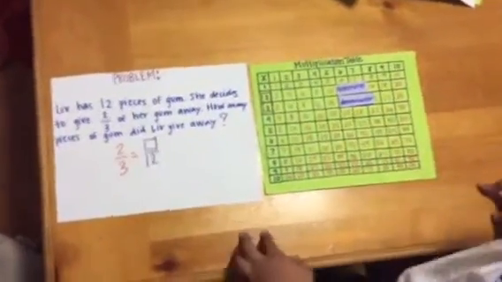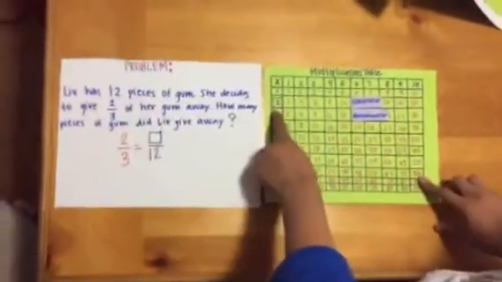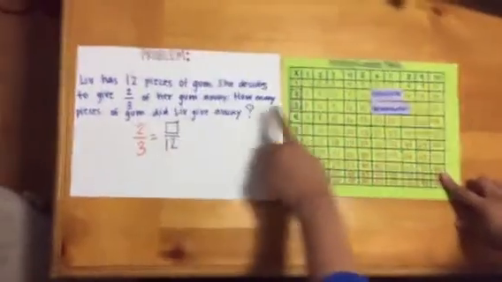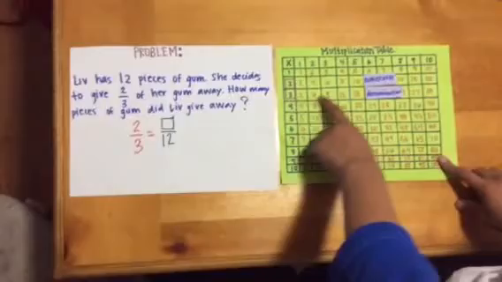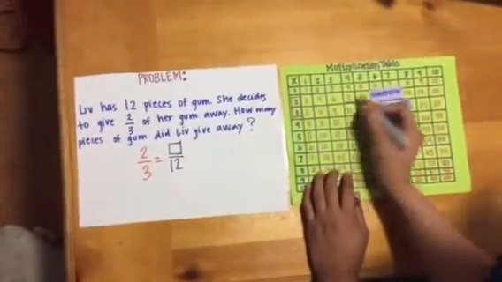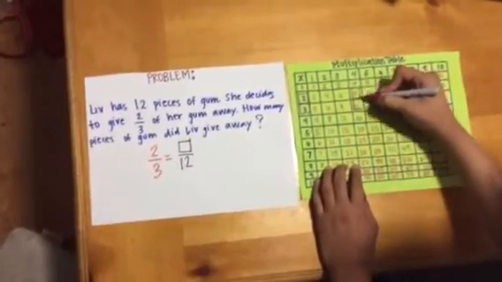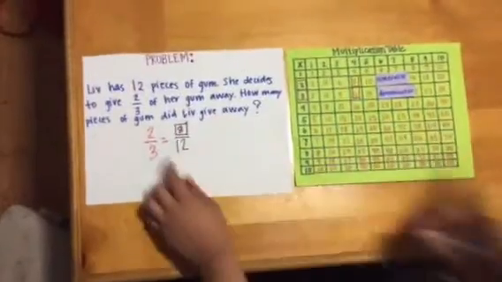Now, we know that the total number of pieces of gum that Liv has is 12. So, where is our 12? The numerator or the denominator? It is our denominator. So, we're going to go ahead and go to the left and find the denominator, which is where? 12. Now, this is our denominator. Using our multiplication table, we can see that our numerator is 8. Meaning 2/3 is equivalent to 8/12.